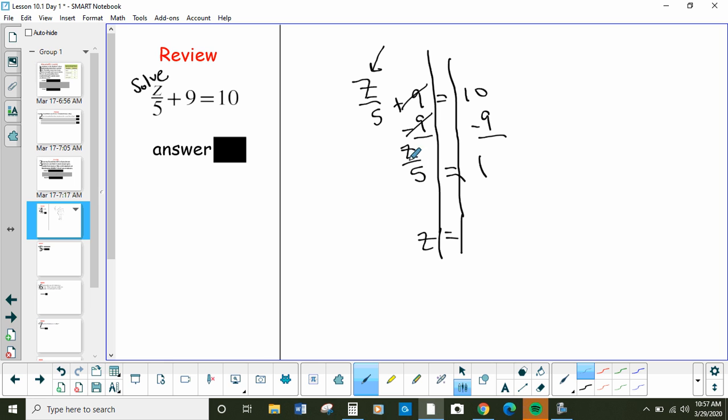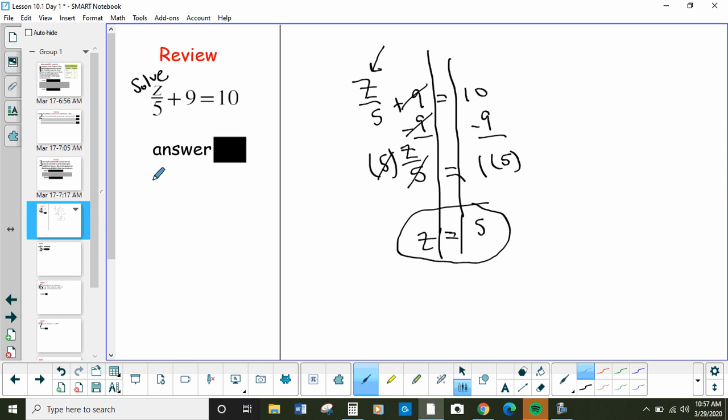Now I got to get rid of the 5. Z over 5. What do I always say? All fractions are what? That's right, division problems, and the opposite of division is to multiply. So if I multiplied both sides by 5, these ones cross out. 1z is z, and that's my goal. I want to say z equals. I want to isolate the variable. And so z equals 5 is my answer.